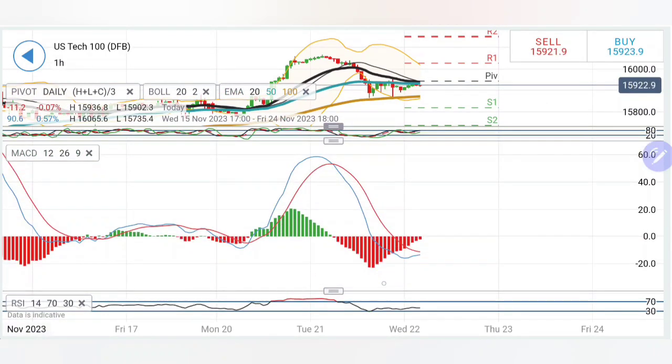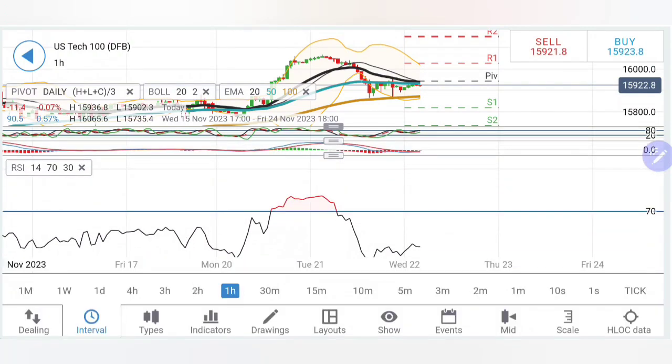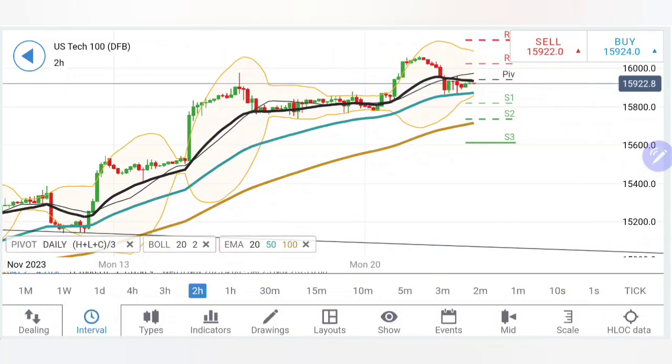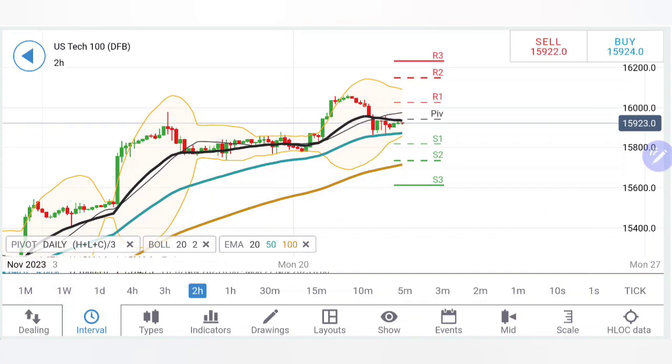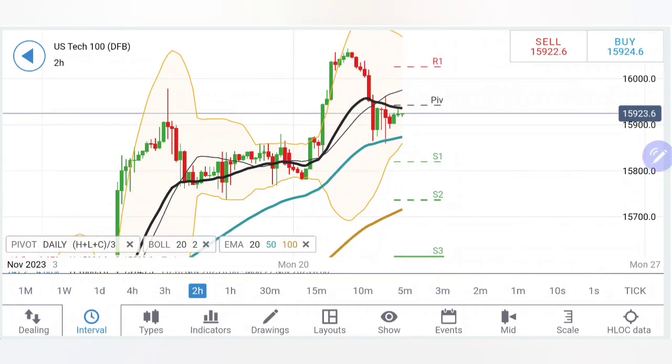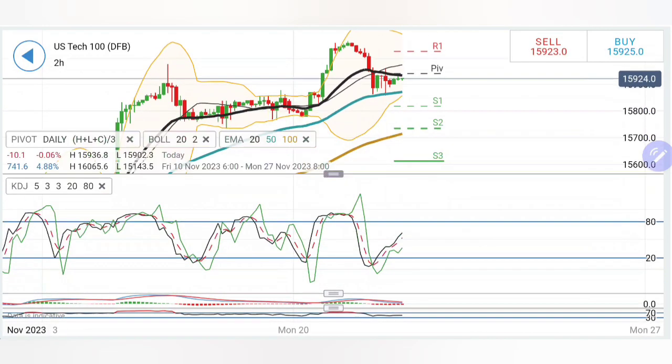Stochastic looking upwards, MACD is bearish trying to converge, RSI is flat here. Likewise on the 2-hour charts, yes, we have seen the prices converging here. It is consolidating, waiting for a breakout. A breakout either way is going to be a stronger one. First, it has to stay below 15,900. Below 15,900, we can take a sell position, but with a caution note that 15,870, 15,850 levels are going to provide maximum support to Nasdaq 100.